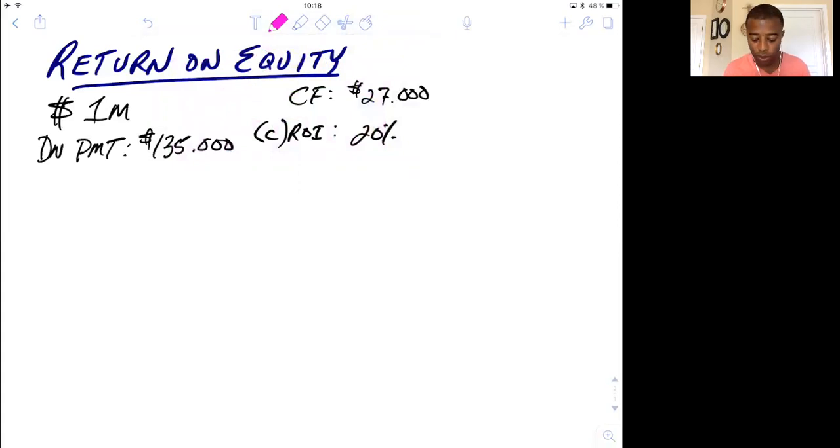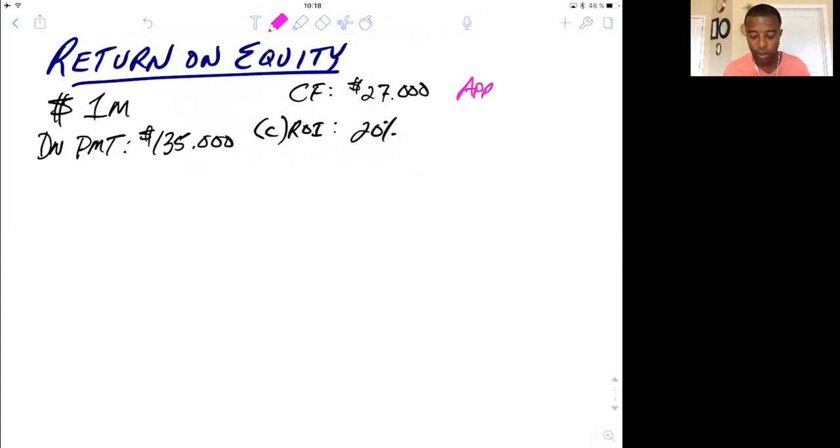Number one, we're going to assume that there is an annual appreciation on the property of 4% per year. And we're going to look at this across the first 5 years, which is typically one of the things that you would want to do as you're looking at a buy and hold investment. So we're going to assume that the appreciation is 4%.